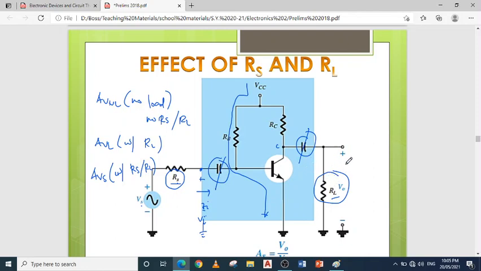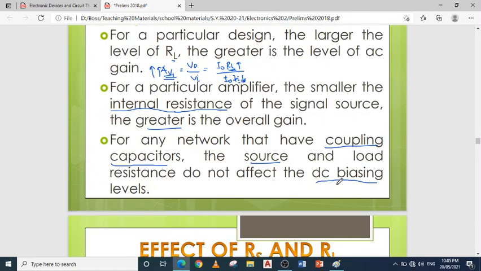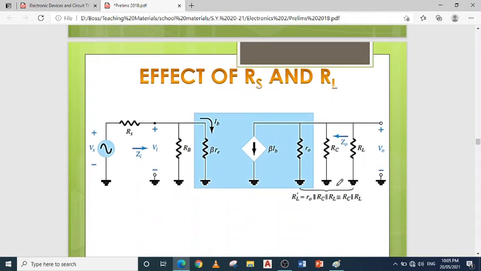Here is our VO, but our ZO, or the output impedance, we still get it right before the load resistance. Take note, its connection is in series with RS, then RL is in parallel. So that the equivalent circuit is this. In series is RS, and then in parallel is RL. This is what I call VZO, right before our RL.